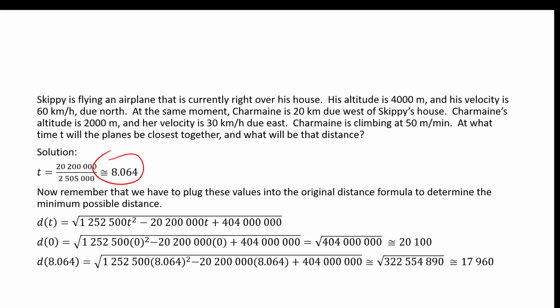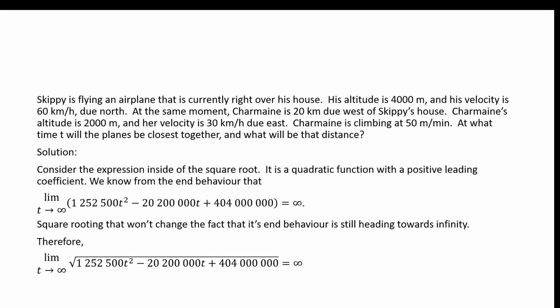So we plug in time t equals 0. We see the distance between them, as mentioned a few minutes ago, is 20,100. We plug in a t value of 8.064, and we get 17,960 as the distance between them. And again, for the same reason stated earlier, you can't actually plug in a t value of infinity, but you can determine a limit as t goes to infinity. And doing that, we get that it's infinity, and the square root of a number going to infinity itself goes to infinity, so that the limit of the distance itself is infinity as well.